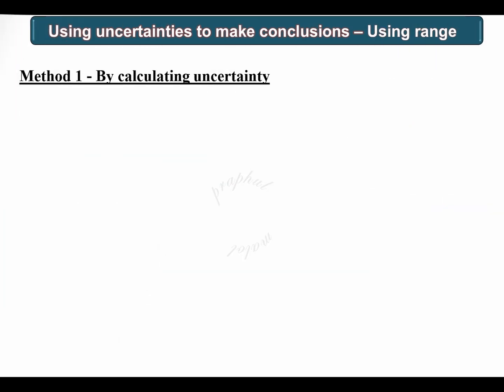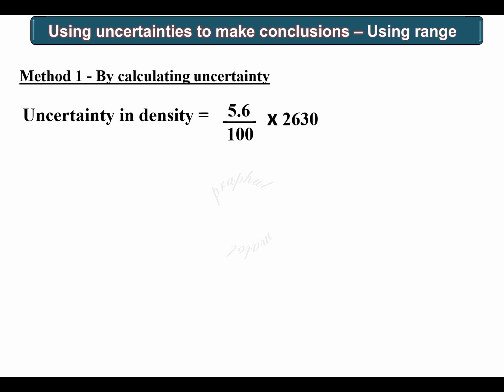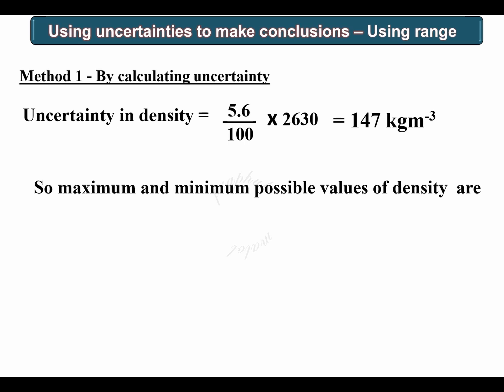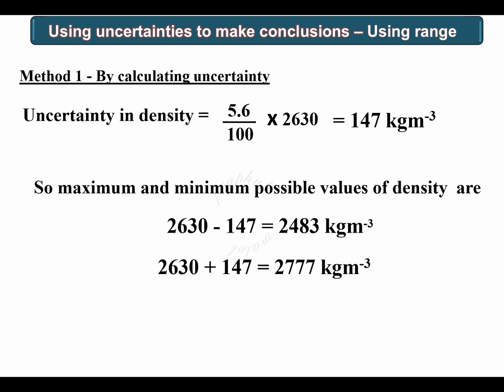In the first method, we are going to find the maximum and minimum possible values of the student's answer. For that, first you have to find the uncertainty. What is given is percentage uncertainty. So I'm going to convert the 5.6% into kilogram per meter cube. So what is 5.6% of 2630? That is 147. This is the uncertainty in the density value obtained by the student. That means the density obtained by the student could go plus 147 above the value 2630. It could also go 147 below from 2630. I'm going to find the maximum and minimum possible values by subtracting and by adding the uncertainty.